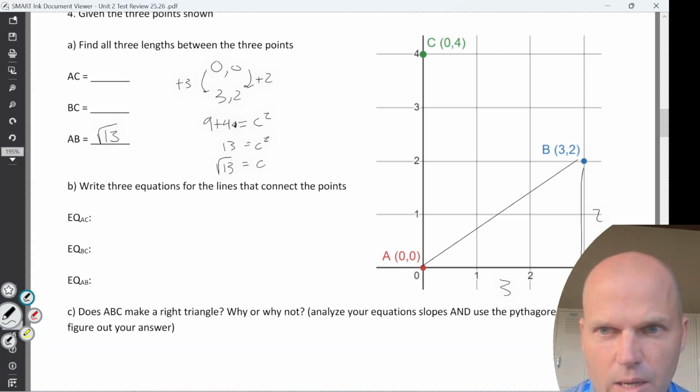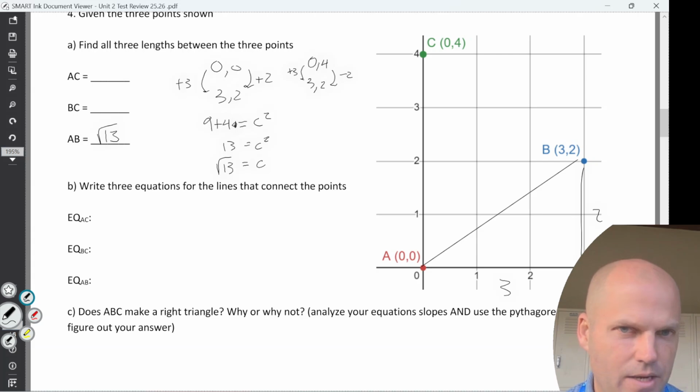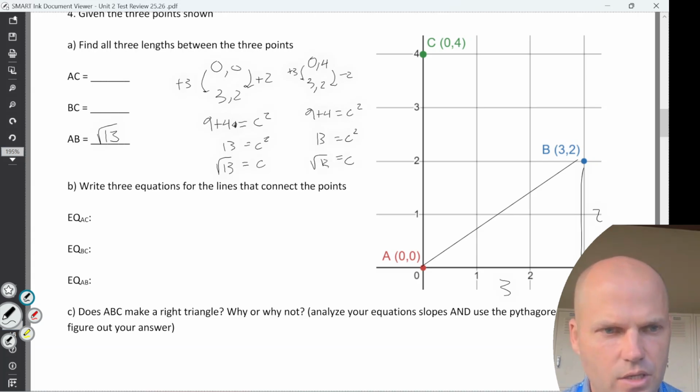Let's go from C to B. So let's go from (0, 4) to (3, 2). I can see my x change is plus 3. I can see my y change is minus 2. a squared plus b squared equals c squared. We have c squared equals 13 again, so c is also root 13. So CB is root 13. So it looks like we're creating this right triangle.